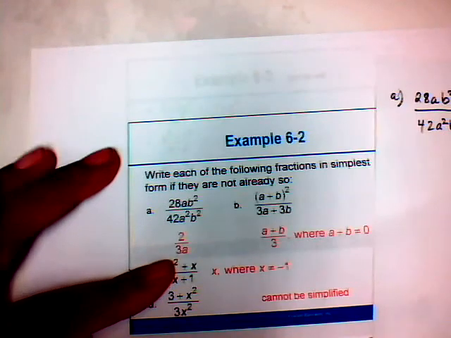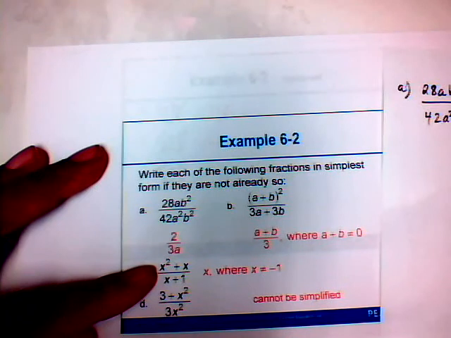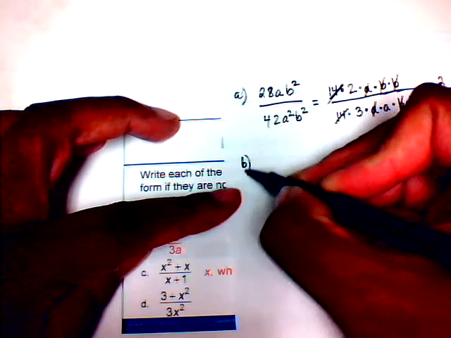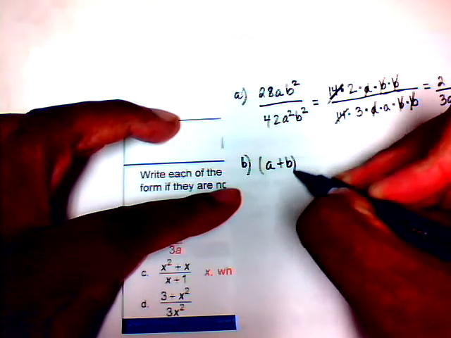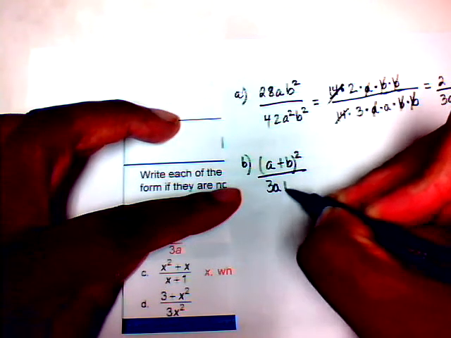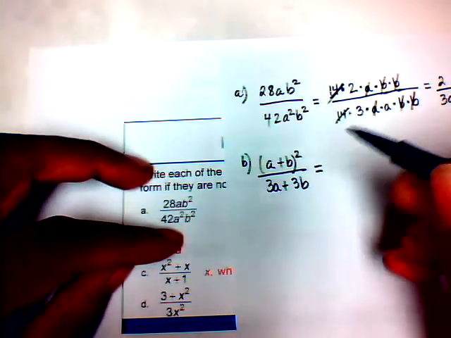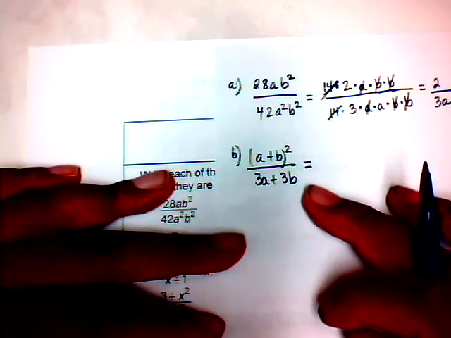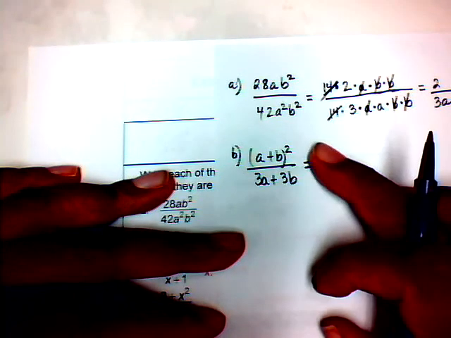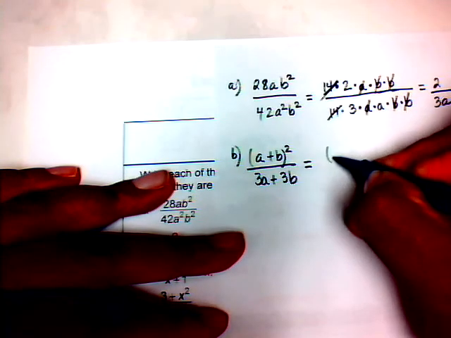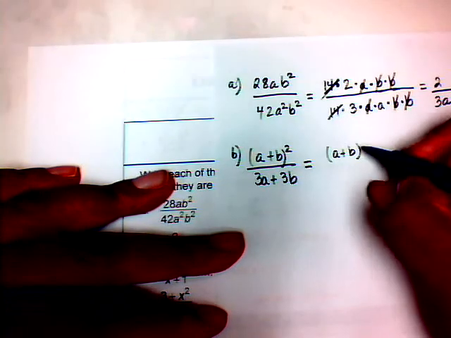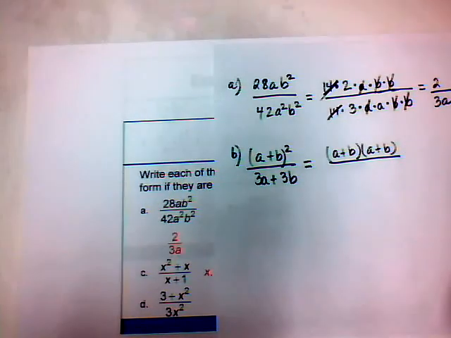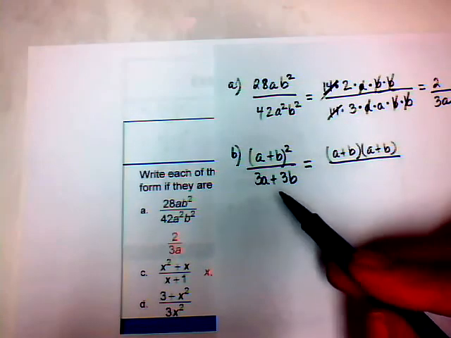Okay, now look at part B. We've got a plus b quantity squared over 3a plus 3b. Now you're going to have to dig deep in your background of algebra to think about how we're going to simplify this. The a plus b quantity squared, that a plus b is used as a factor twice. So let's rewrite this as a plus b times a plus b. That's your numerator. The denominator is 3a plus 3b.